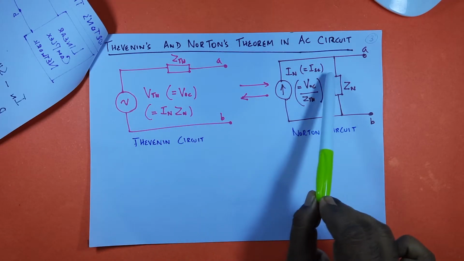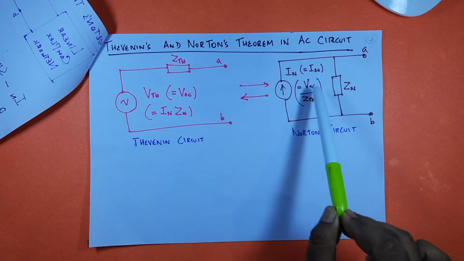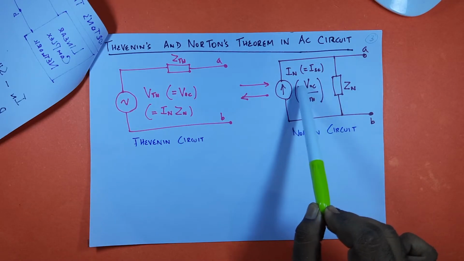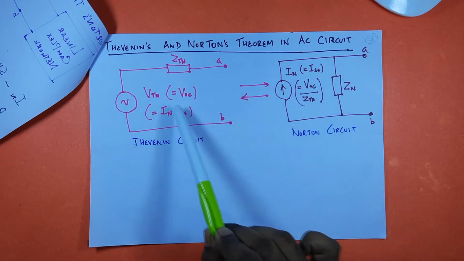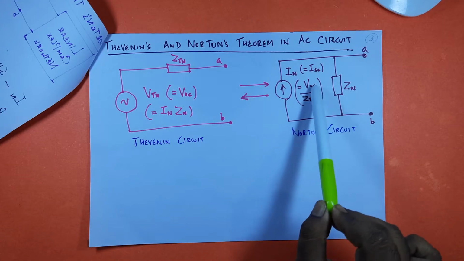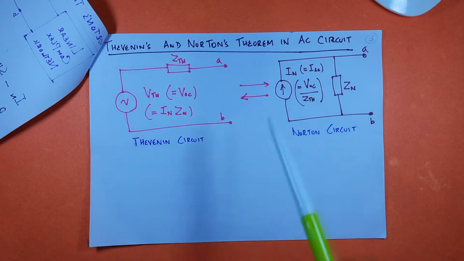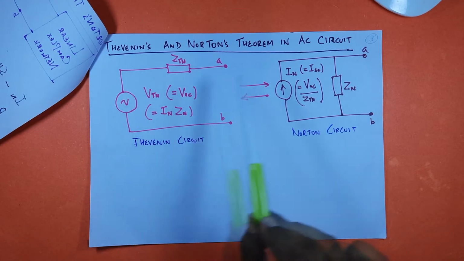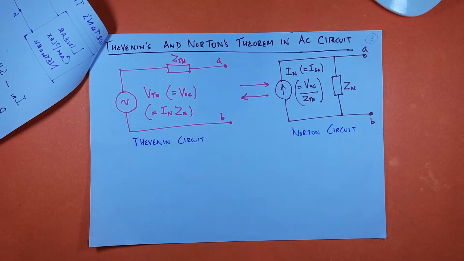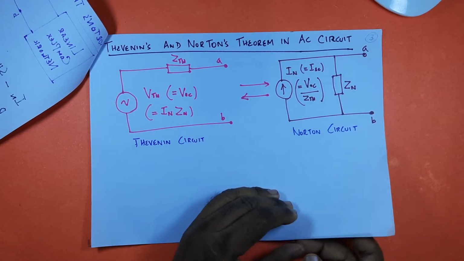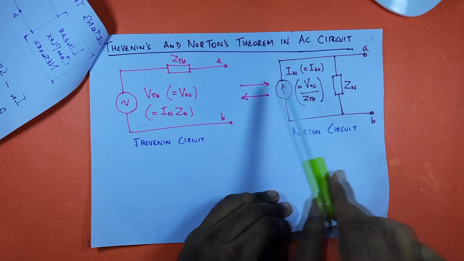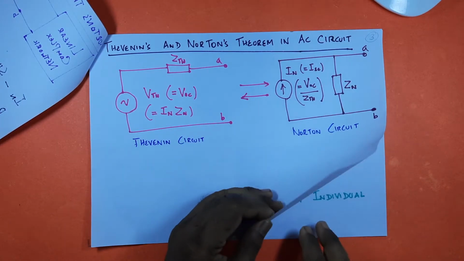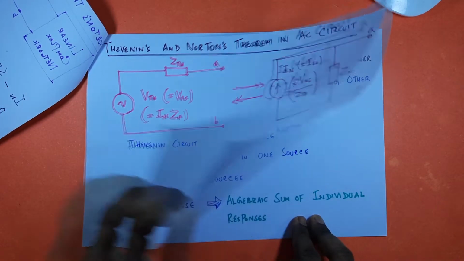So IN is nothing but the short circuit current. If you want to convert from Thevenin to Norton, Z Thevenin, this also, it is nothing but VOC divided by Z Thevenin. V Thevenin is nothing but IN into Zn. So there is a correspondence between Thevenin and Norton's theorem in AC circuit.